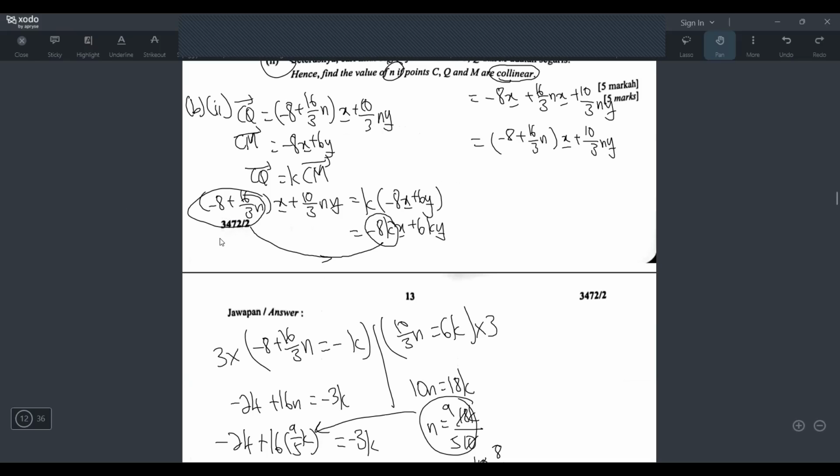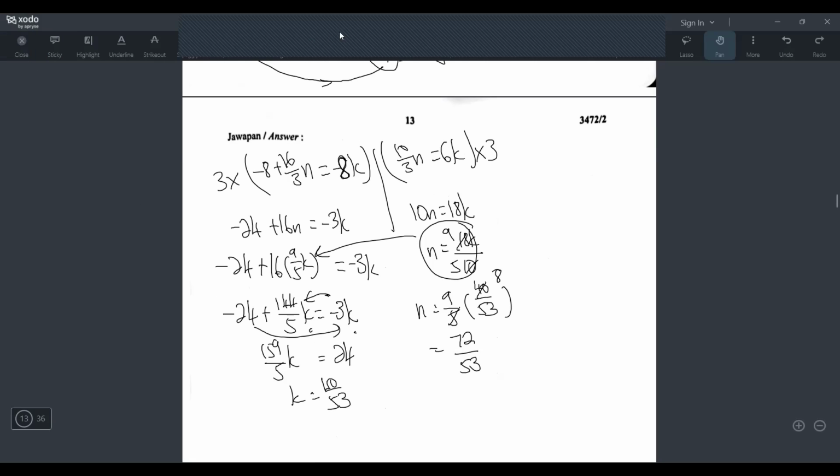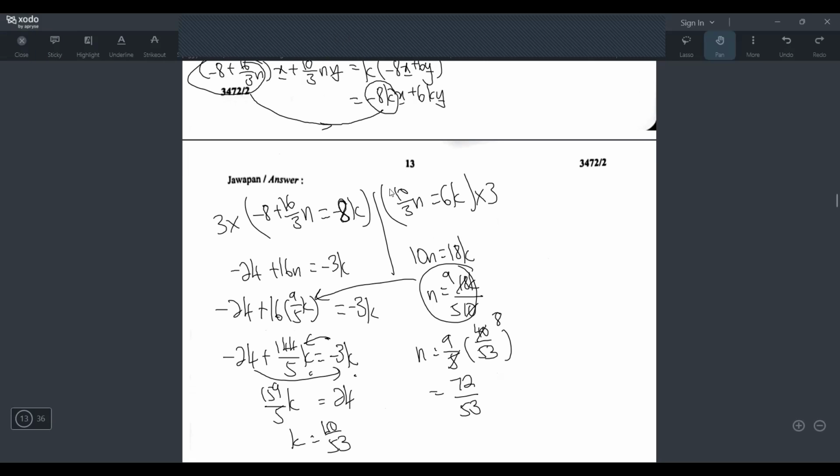Negative 8 plus 6 over 3n equals... Oh my god, I made a careless mistake. This one is negative 8 plus 16 over 3n equals negative 8k, but my k is missing already. This 8 here, there's 8 here. Okay, so I have to redo everything.